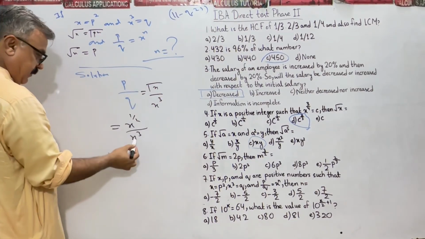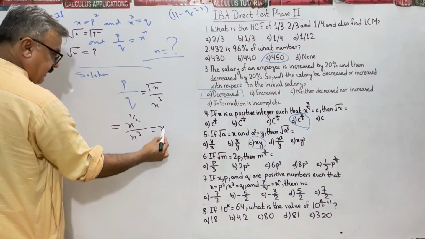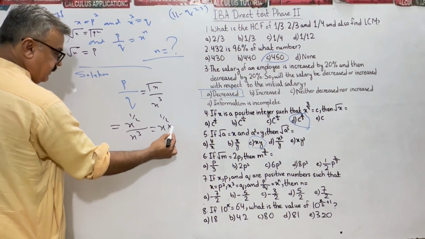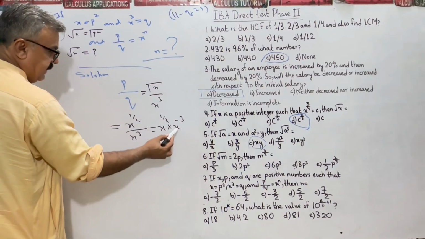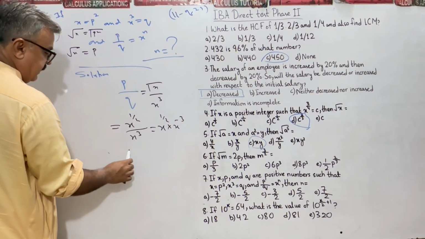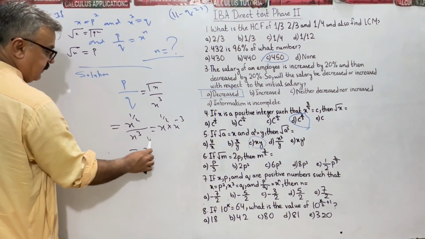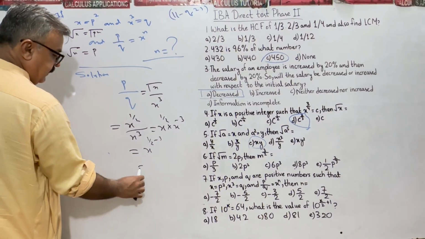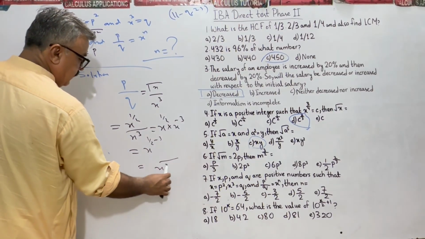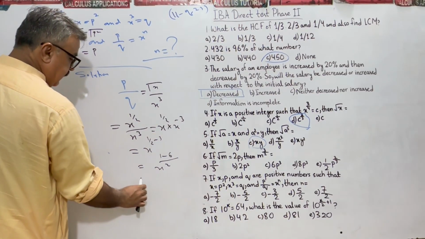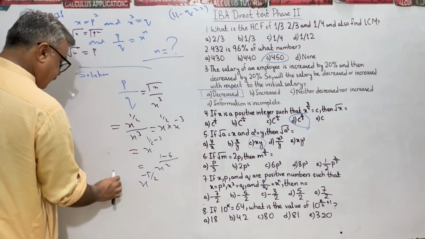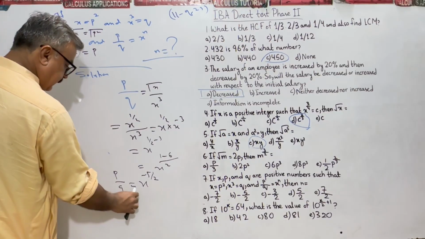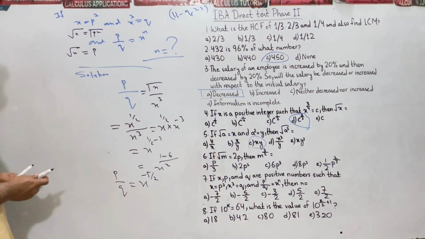Shift x cube to the numerator. I can write x raised 1 over 2 times x raised minus 3. The bases are the same, so add their powers. It will become 1 over 2 minus 3. Taking the LCM of the power, 2, we get 1 minus 6, so x raised minus 5 over 2. So p over q is equal to x raised minus 5 over 2.